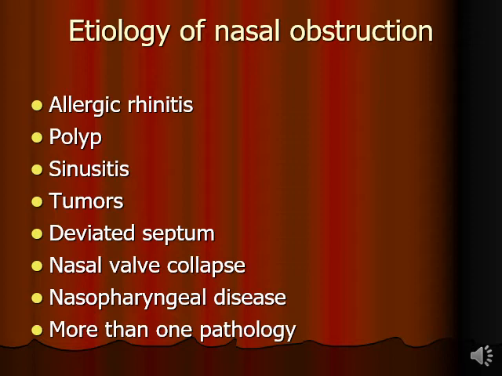Severe septal deviation, and even minor septal deviation if it is located at the area of the internal nasal valve, will lead to severe nasal obstruction. Some operations like rhinoplasty might lead to destruction of the nasal valve, the so-called collapse of the nasal valve, which will also lead to nasal obstruction.